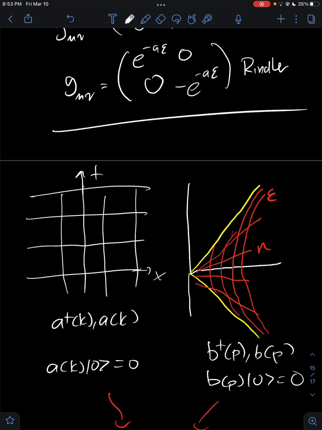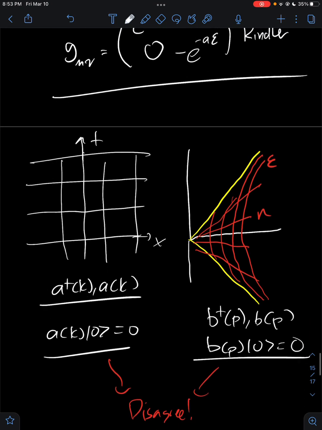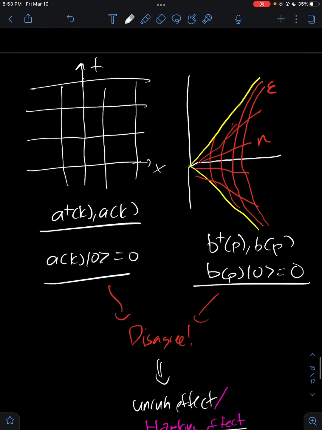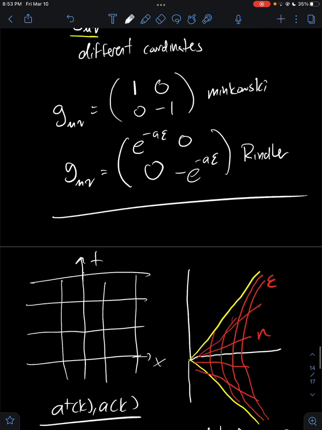The Minkowski observer will use a conjugate k and a of k. The Rindler observer would use b conjugate p and b of p. These define different vacuums. As a result, they disagree, which leads to the Unruh effect, and the Hawking effect for curved spacetime. The Unruh effect happens in flat spacetime, to be clear, but analogously, we can extend this concept to curved spacetime, and we get the Hawking effect, which is pretty cool.